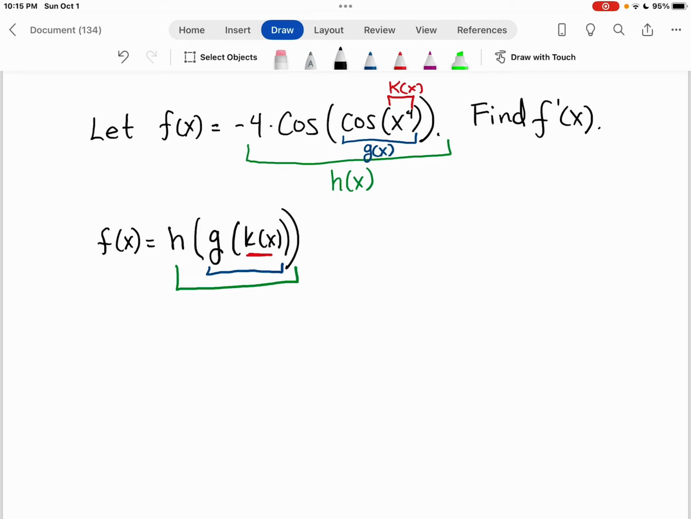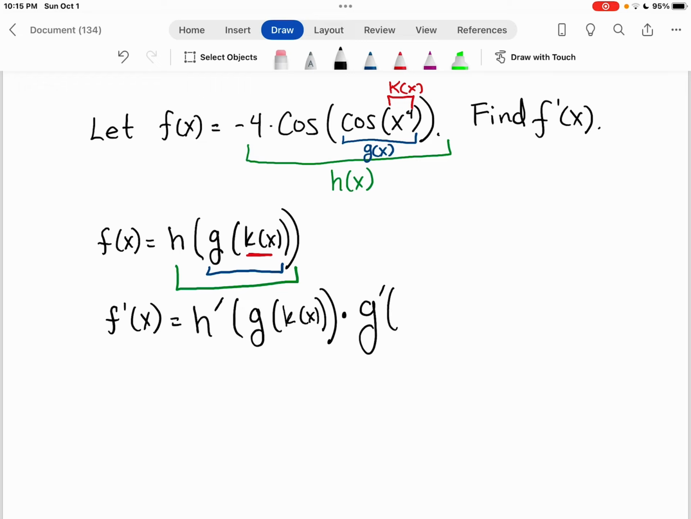Now, if I were to write the derivative of this using the chain rule, I would have the derivative of h with our nested functions times, and then I would have to take the derivative of what's inside, and then I would have to take the derivative of what's inside g, so I would have this.